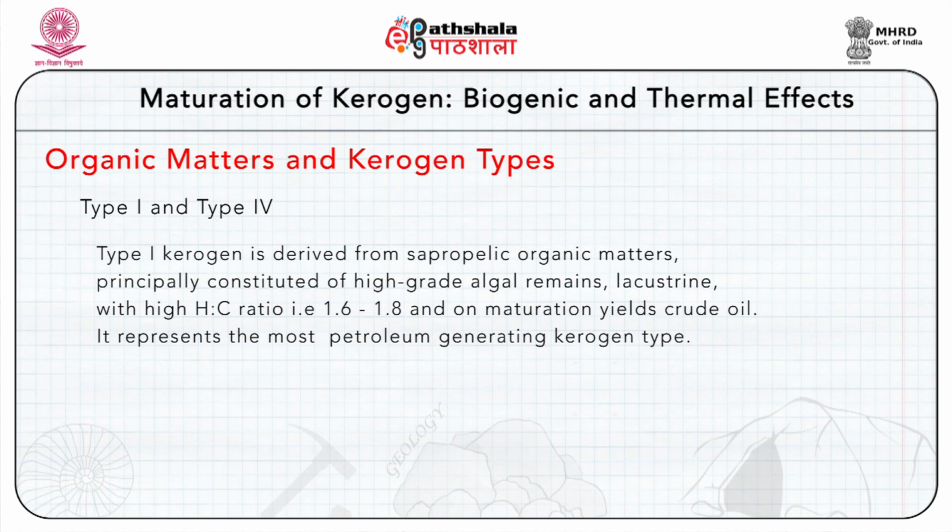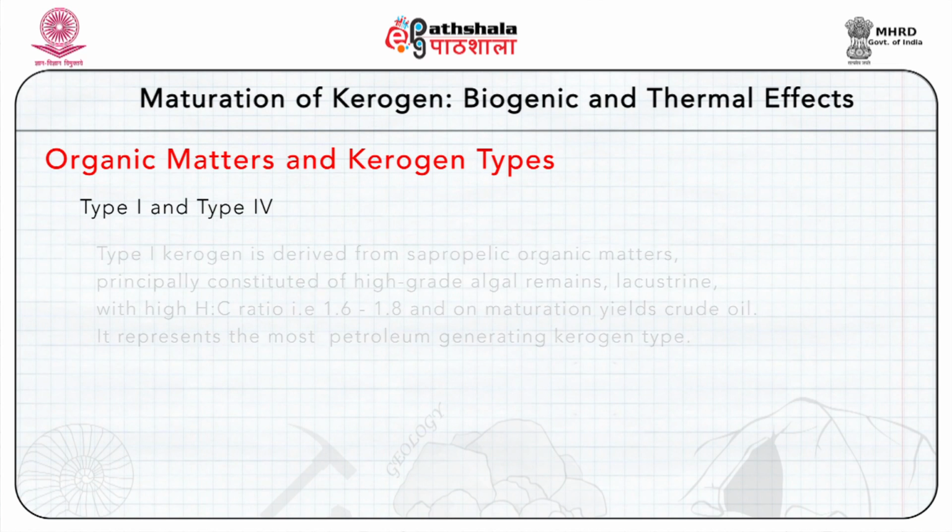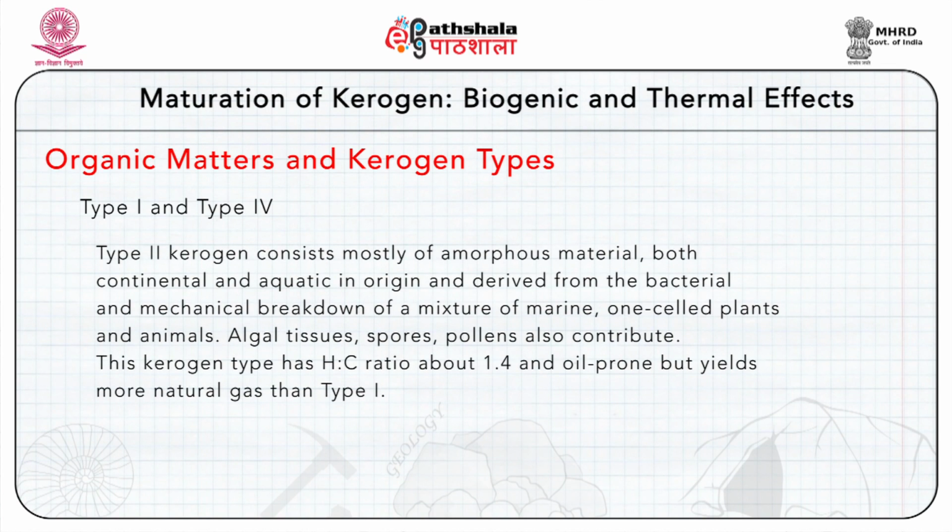Now, type 1 kerogen is derived from sapropelic organic matter, principally constituted of high grade algal remains which are lacustrine with high hydrogen to carbon ratio, that is 1.6 to 1.8, and on maturation it yields crude oil. It represents the most petroleum generating kerogen type. Now, type 2 kerogen consists mostly of amorphous material, both continental and aquatic in origin, and derived from the bacterial and mechanical breakdown of a mixture of marine, one-celled plants and animals. Algal tissues, spores, cuticles, pollens also contribute. This organic type has an H:C ratio of about 1.4 and is oil prone, but yields more natural gas than type 1.